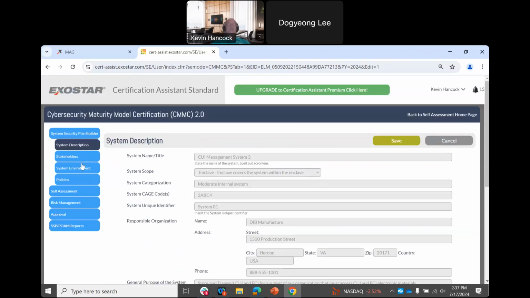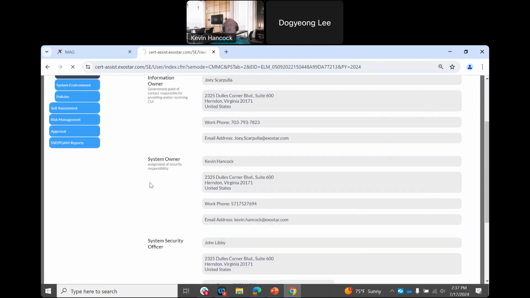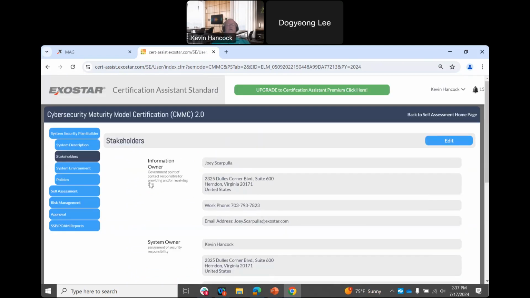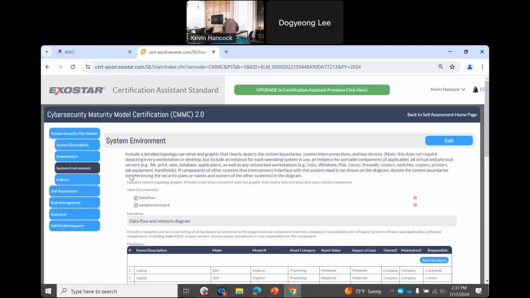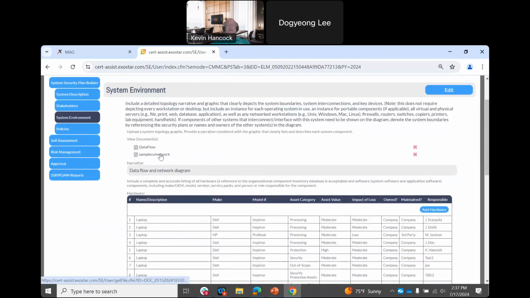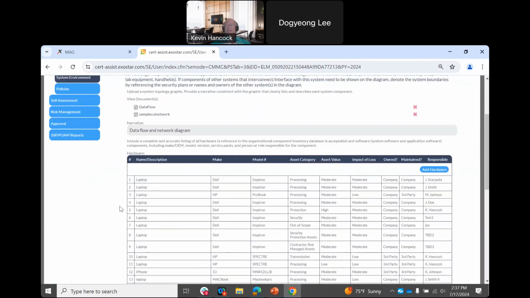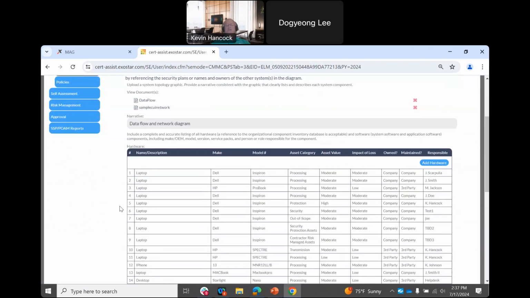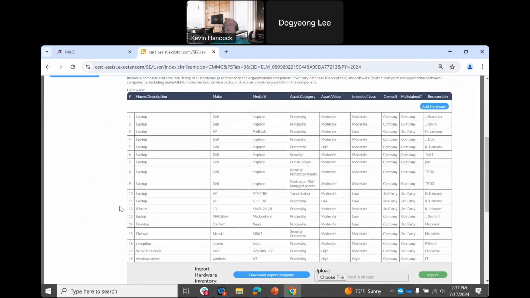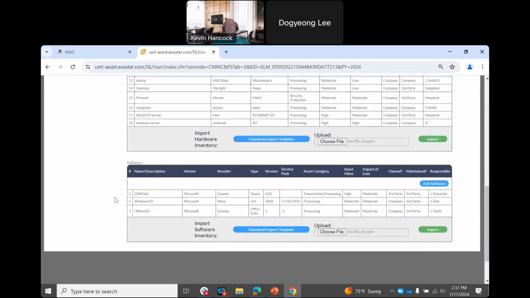Because we need that yearly attestation from the different stakeholders in my organization, I've got that ability to name those stakeholders so I can put this plan through its approval process. I can define that system environment, right? This is where I'm going to put that data flow diagram, that network diagram that describes my overall system for the assessment organization. I'm going to put in my hardware. This is all the hardware I use. These are the software solutions that I utilize.